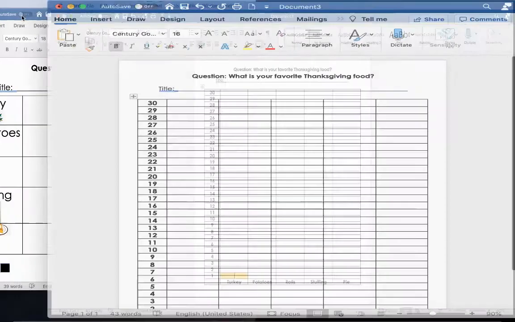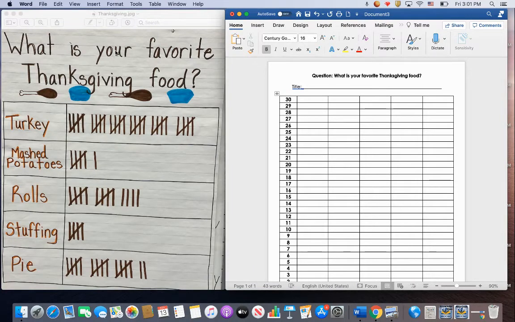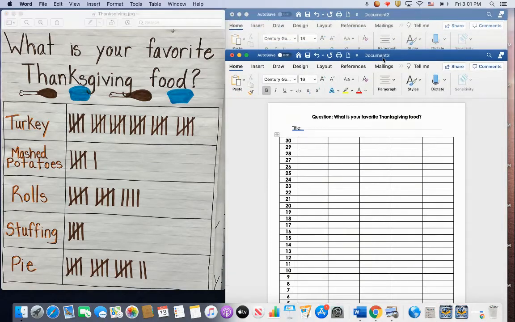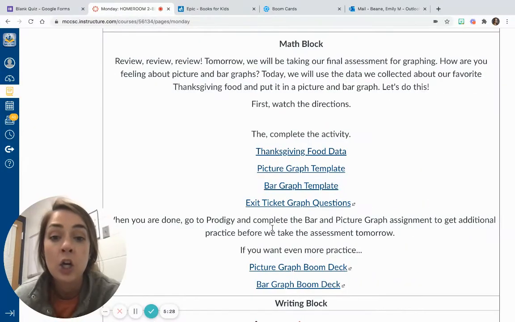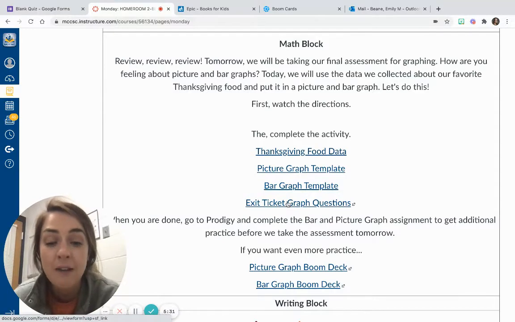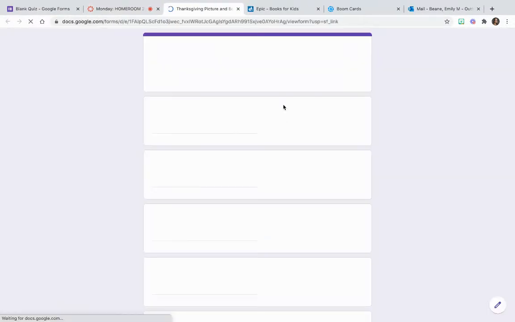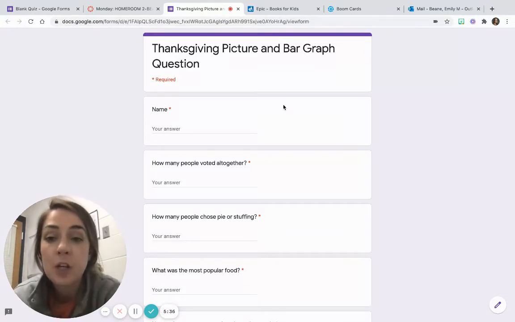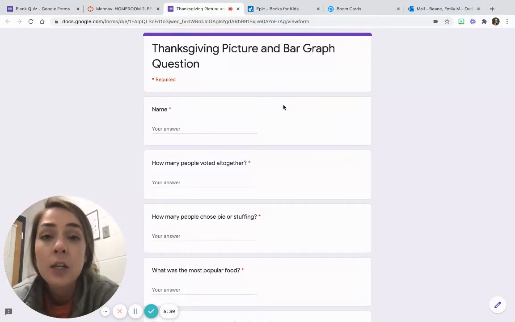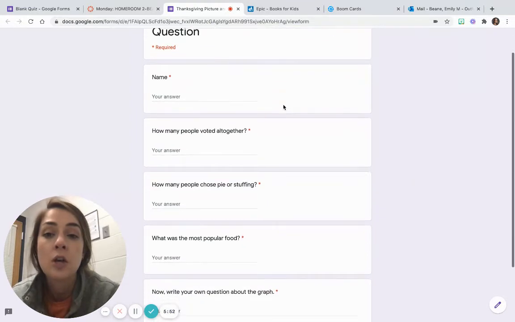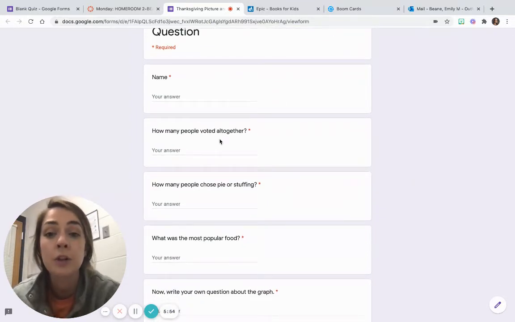All right. After you have used the data collected, which is my poster that I made, to make a bar graph and a picture graph, you are going to go to this exit ticket graph questions. Okay, so you are going to open it up. You're going to type your name, and then you're going to use your graphs to answer these questions, because our skill is not only to be able to make picture and bar graphs, but it's also to be able to answer and ask questions about the graph. So you're going to put your name. I have asked you three questions.